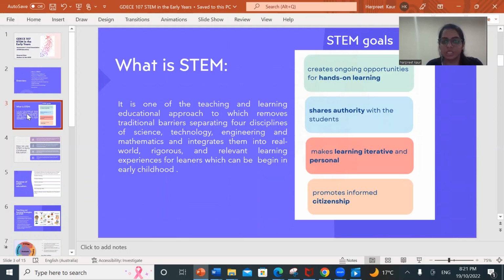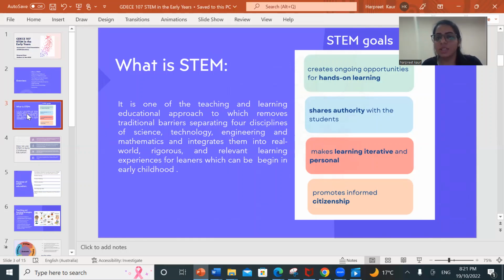It is a teaching and learning educational approach which removes traditional barriers separating the four disciplines of science, technology, engineering, and mathematics and integrates them into real world and relevant learning experiences for learners, which can begin in early childhood. So it will be a really good idea if we start STEM education in early childhood.